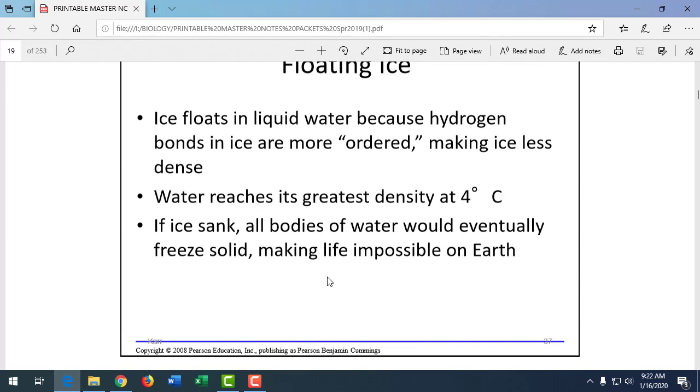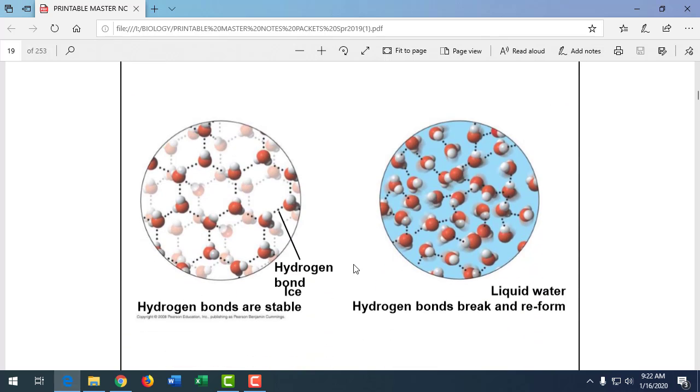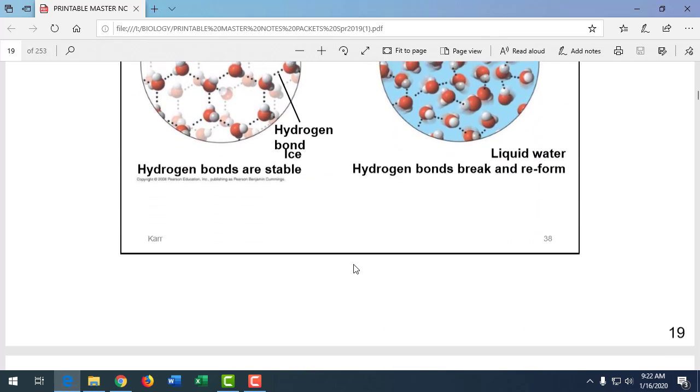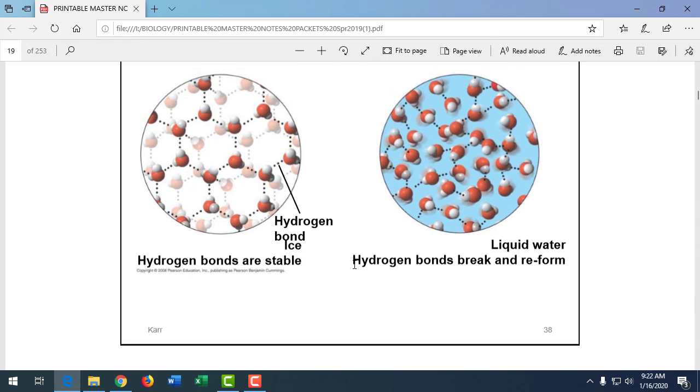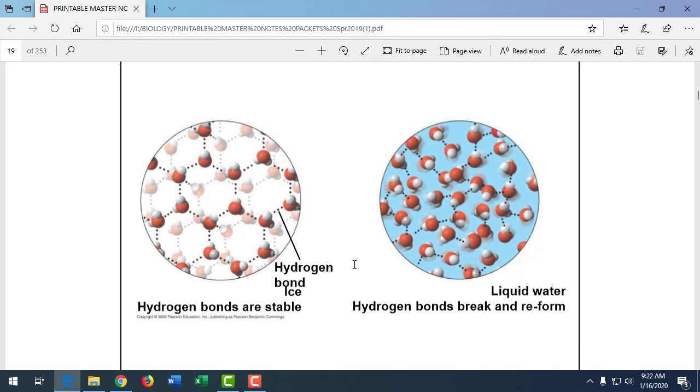All right, so we already talked about this. The density, water expands. That keeps it on the surface. If it sank, that would be a problem because everything would die down in those lakes and ponds. So moving on to chemical equations then. Any questions about water? Lots of information there.